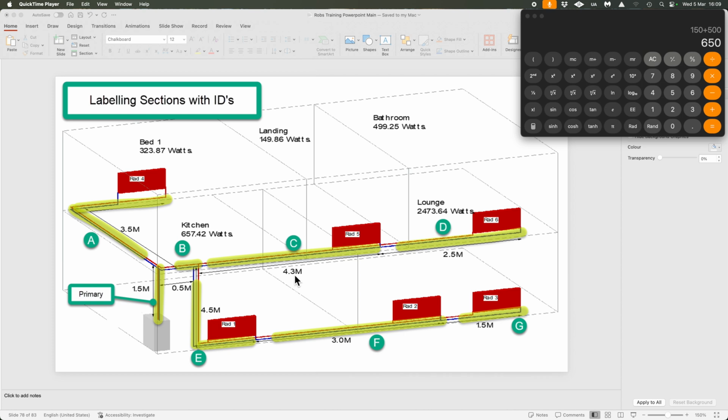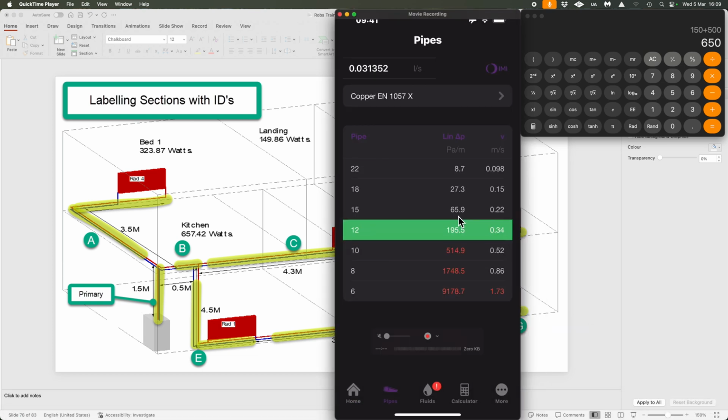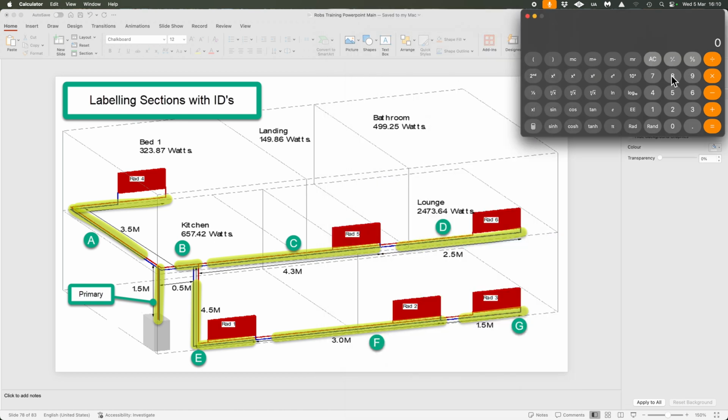This section, it's 4.3 meters, but we've got a flow and return. So that becomes 8.6. So we have to say 65.9, let's just call it 66. That's perfectly fine. So we've got 66 times 8.6, that gives us a pressure drop of 567.6 pascals over that length of copper there, because we worked out that it's the bathroom and the landing that we need to calculate through.